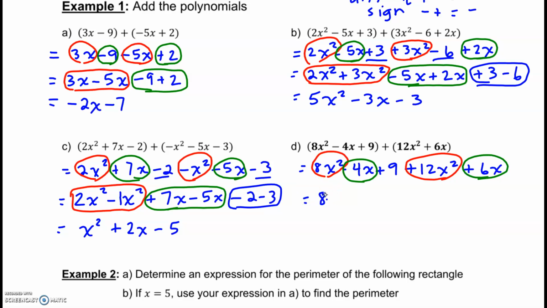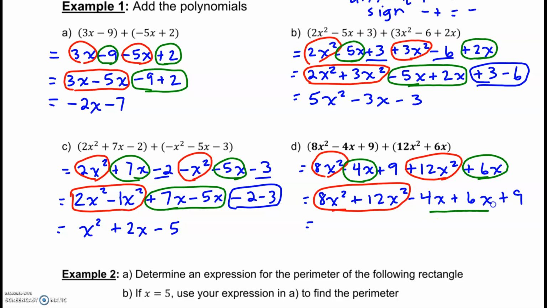We have 8x squared plus 12x squared minus 4x plus 6x plus 9. Okay, and we're going to go ahead and get the answer to 8x squared plus 12x squared. We'll get the answer to negative 4x plus 6x. And then the 9, we don't need to add it to anything. We can just leave it. So 8 plus 12 is 20x squared.